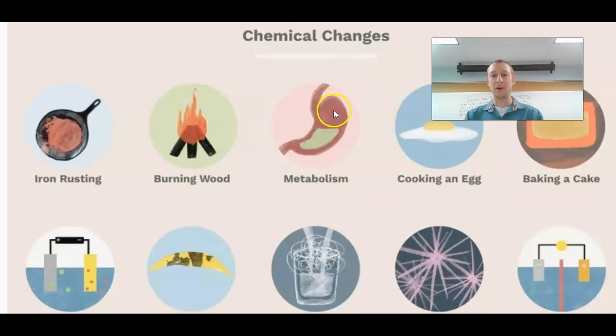Metabolism. This is a stomach. So this kind of refers to eating and digesting food. When you eat a piece of pizza, your body digests it and turns it into something else. It turns it into energy. It turns it into other things, right? Energy for you to keep going.